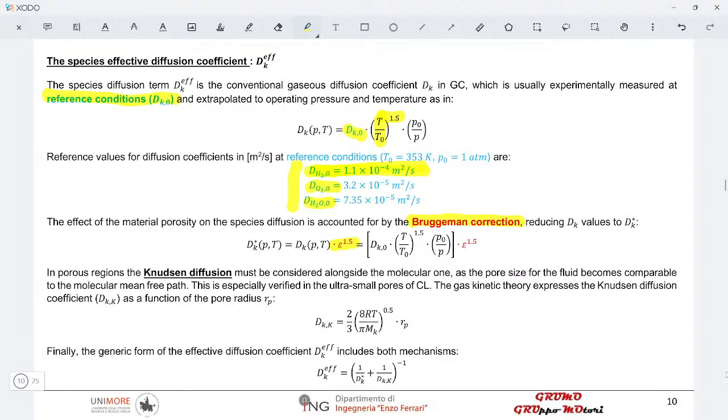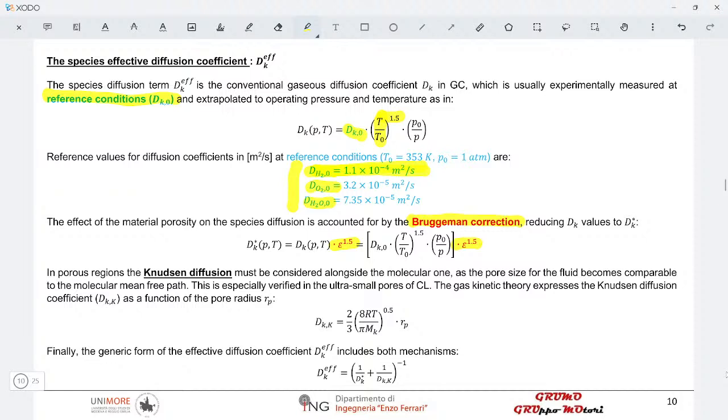And this makes sense. If that species has to diffuse in a perfectly fluid environment, it will have its own rate. But if that diffusion has to develop inside a porous material, it will be obstructed. So the rate of diffusion inside a porous material is lower. And this is accounted for by this Brueggemann correction. Okay?